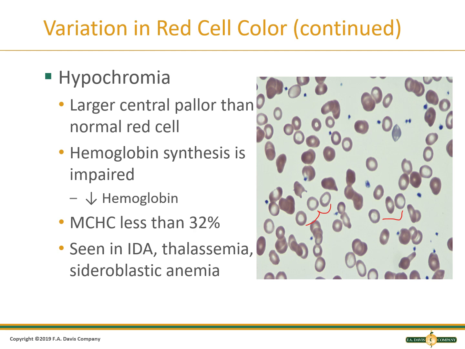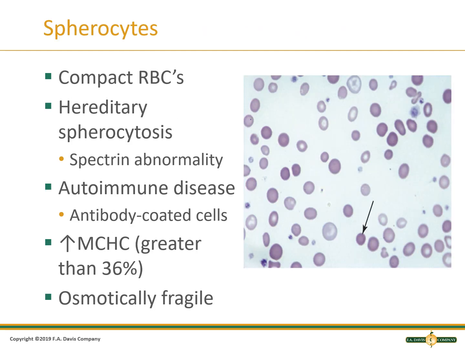Hypochromia indicates that there is a lack of color or a lack of hemoglobin. You're going to have a much larger central pallor than what you see typically in a normal red blood cell. You can see that I've drawn some red lines pointing to ones that are particularly very hypochromic. The hemoglobin synthesis has been impaired, therefore the amount of hemoglobin is decreased in the red blood cell. You're going to see an MCHC that's less than 32%, and typically this is seen in iron deficient anemia, thalassemias, and sideroblastic anemia.